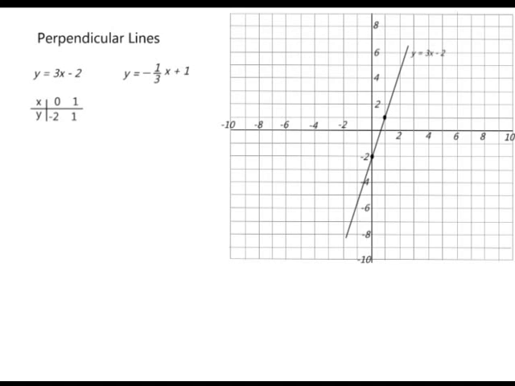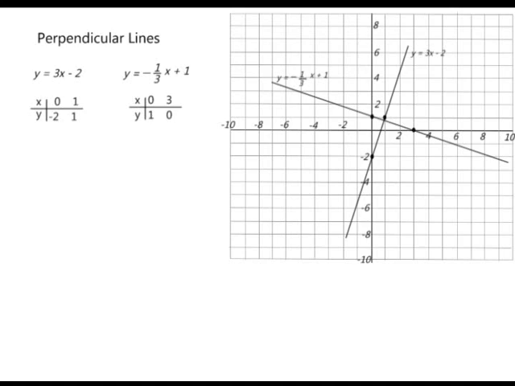Next line, y is equal to minus a third x plus 1. I'll take the values of x, 0 and 3. When x is 0, y will be 1. When x is 3, y will be 0. And again I have 2 points, (0, 1) and (3, 0). And again when I plot these 2 points, this is the line I obtain. And the equation of this is y is equal to minus a third x plus 1.